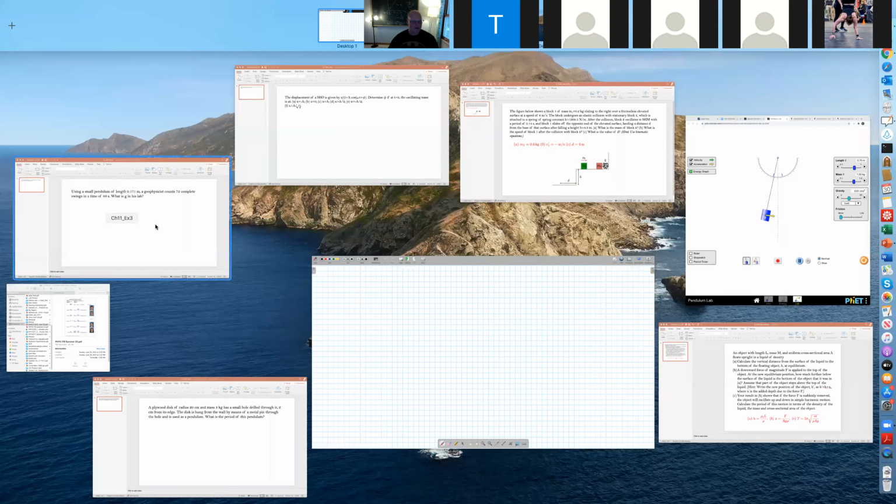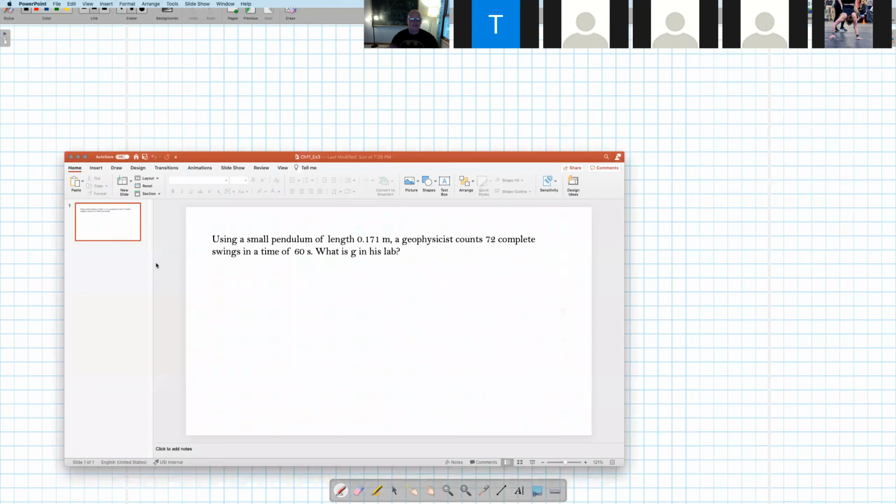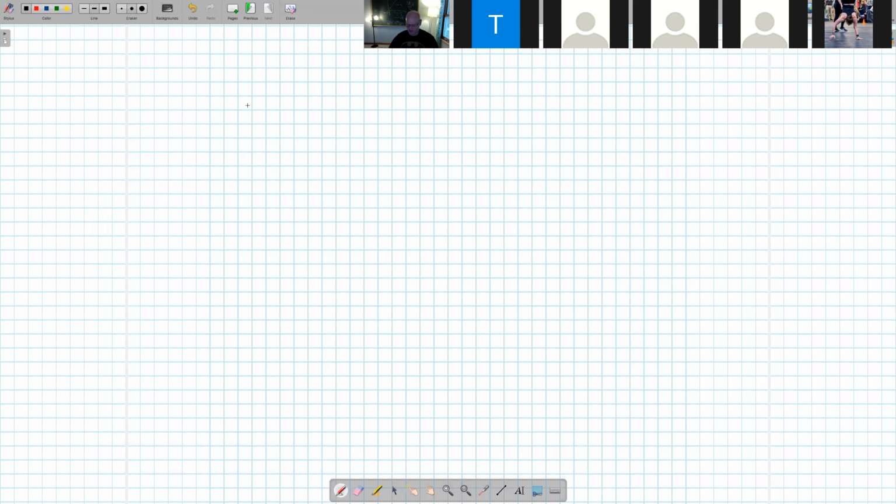So the example we want to look at is, there it is. It says, using a small pendulum of length 0.171 meters, a geophysicist counts 72 complete swings in 60 seconds. What is the acceleration due to gravity in his lab? Okay. So what that means is he takes a simple pendulum. Here's my simple pendulum. So again, mg causes this thing to be displaced by an angle of theta. And in this case, he counts that this thing goes through 72 full oscillations in 60 seconds, where the length of this is 0.171 meters.